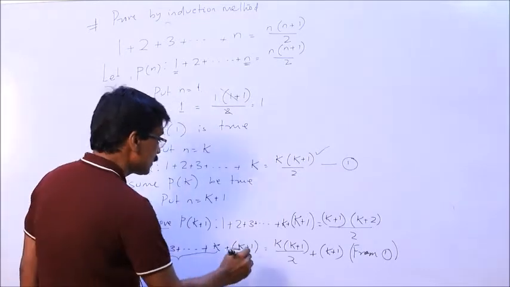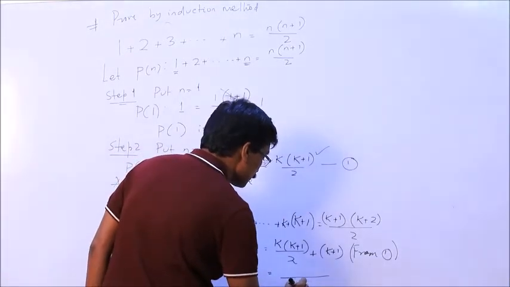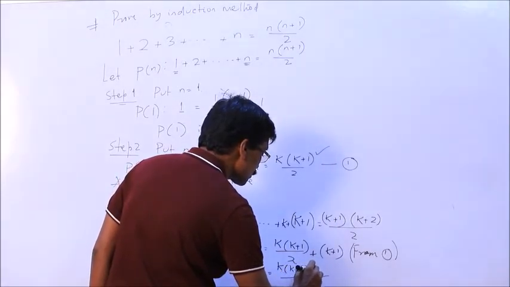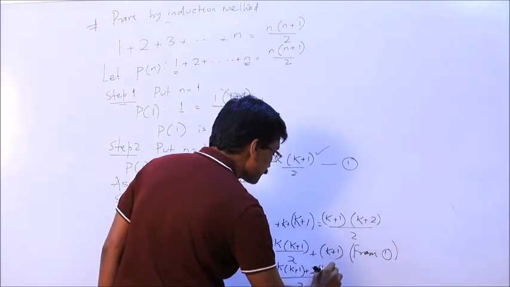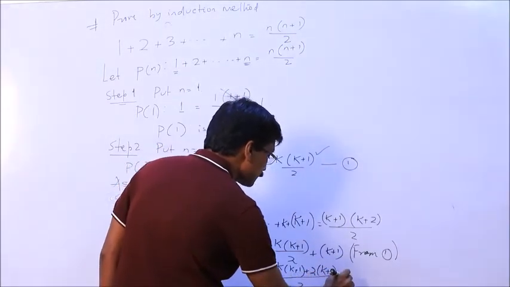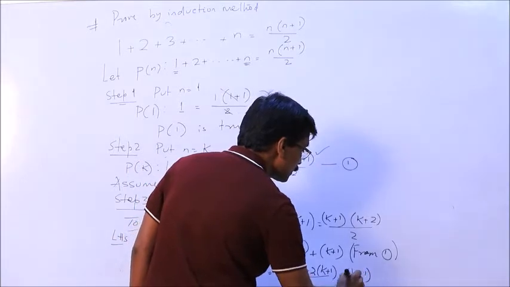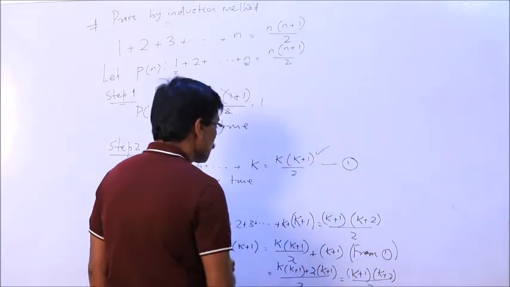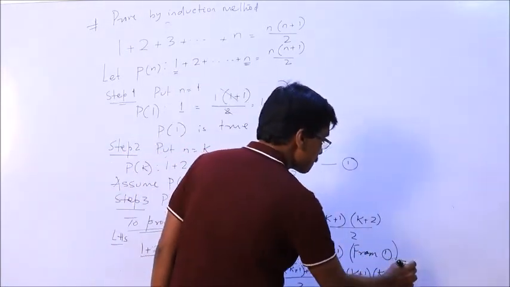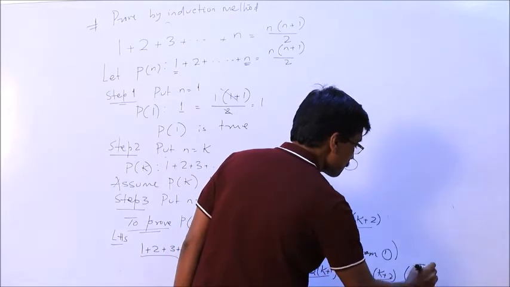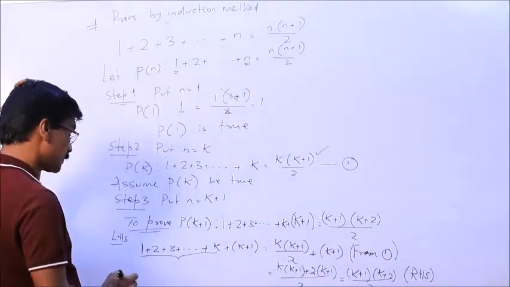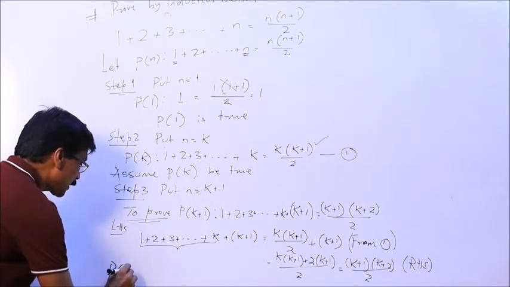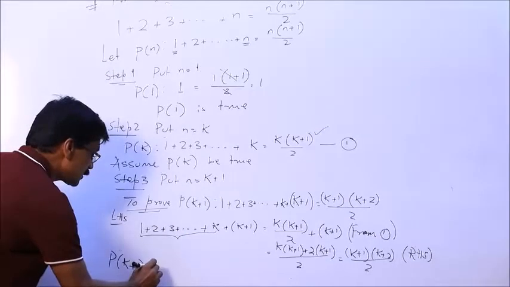So, we simplify the result, that is k into k plus 1 plus 2 into k plus 1, that is equal to k plus 1 into k plus 2 divided by 2. So, this is your RHS. So, that means P(k plus 1) is true.